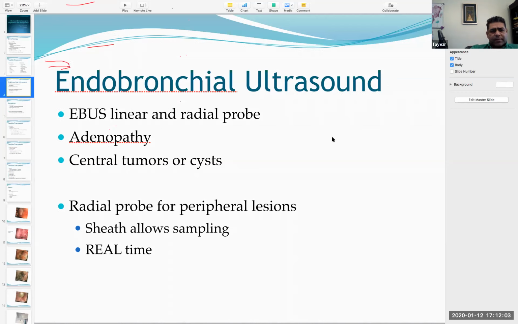The reason people usually get an EBUS done is because they have some adenopathy related to known or unknown cancer. They might have central or peripheral tumors, or sometimes even cysts. There are two types of EBUS. There's the linear EBUS, used mostly for central lesions, and then a radial EBUS, which is a probe with a rotating ultrasound that you put through the scope, and it goes distally to the peripheral lesion. And these are all done with real-time ultrasound.